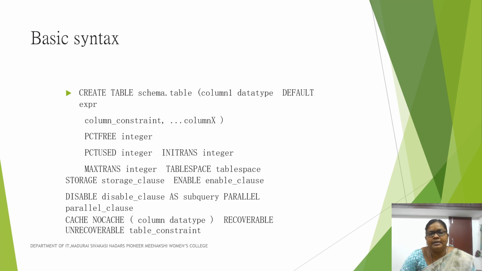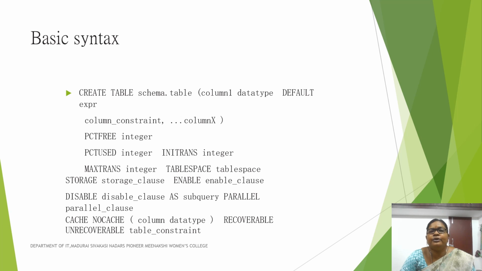Within the opening and closing parentheses, you can mention the column name followed by the data type. Give one space between the column name and the data type. You can give n number of columns within the parentheses, separated by commas. So I'm mentioning column 1 and the data type.